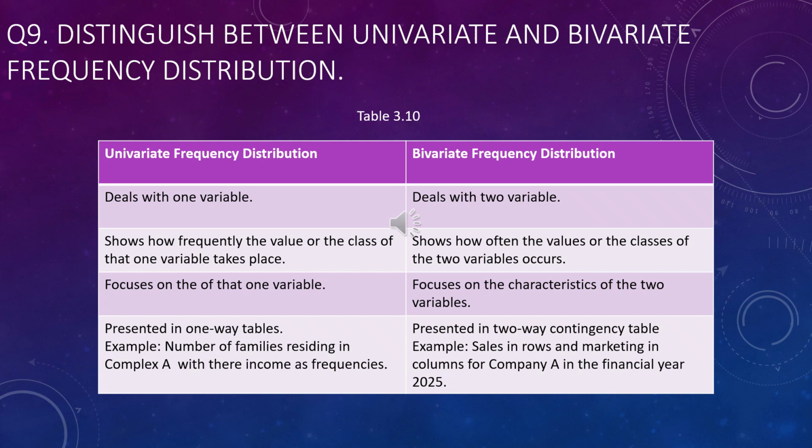table. An example of univariate frequency distribution is the number of families residing in a complex A with their income as their frequencies. Now, what is an example for bivariate frequency distribution? Sales in rows and marketing in columns for company A in the financial year 2025. So this is an example of bivariate frequency distribution.